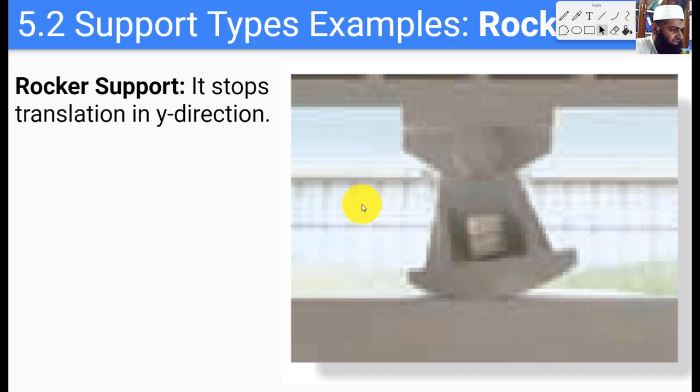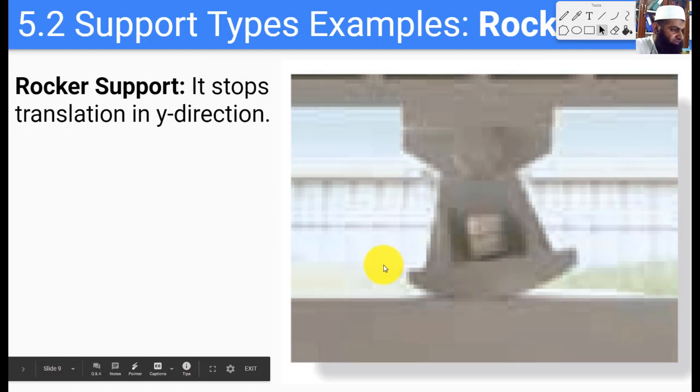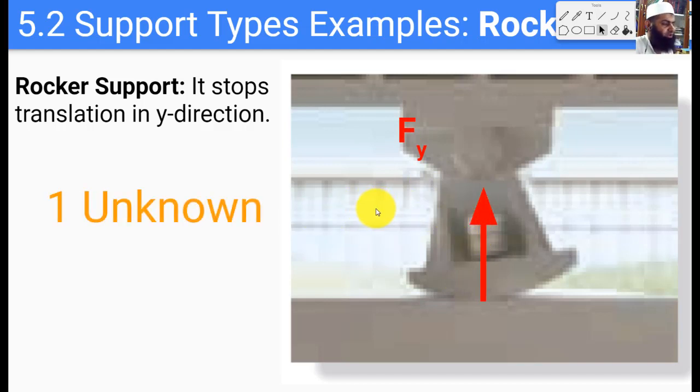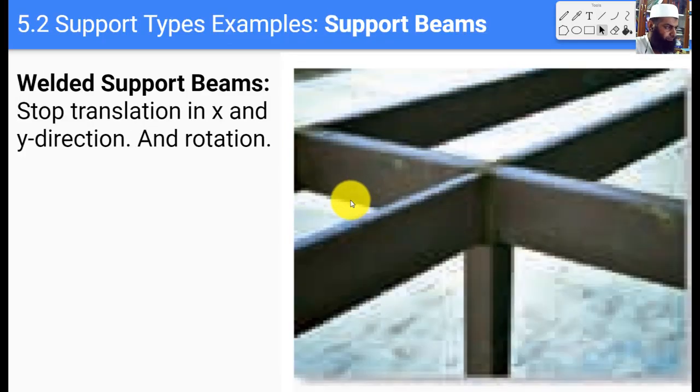Similar case, the third example: here we have a rocker, and as we saw before, this rocker only stops translation in the negative y direction, so that is why this would provide an upward force in the vertical direction, which corresponds to only one unknown.